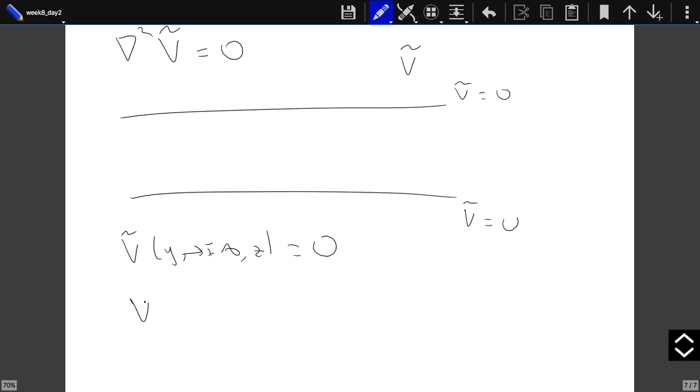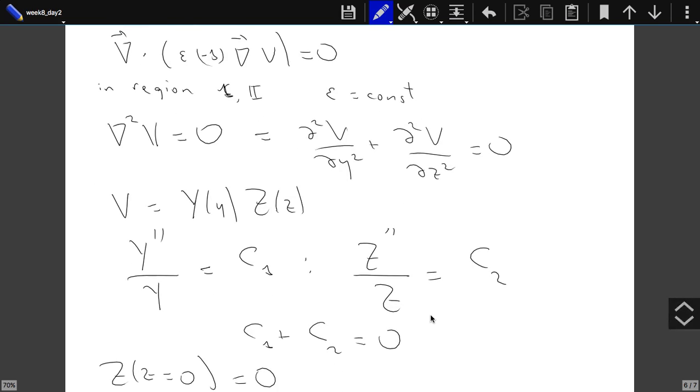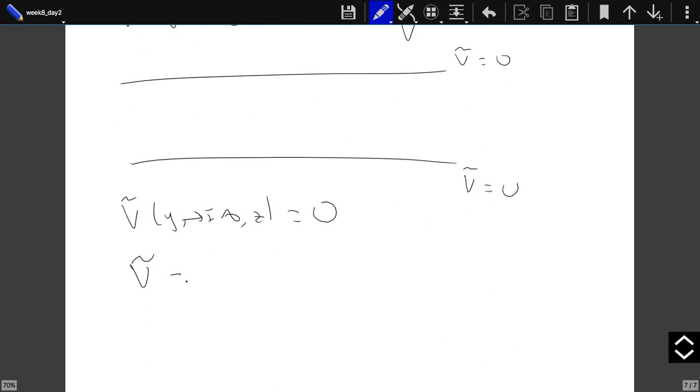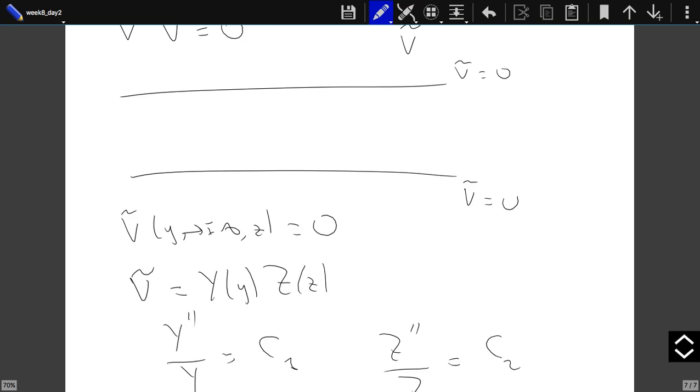So I will do separation of variables for V tilde. I'm not doing this separation of variables here. I'm not doing this one, but I'm doing the separation of variables here. And now y double prime over y is equal to C1. Z double prime over z should be equal to C2. But note that at z is equal to 0, the z function should be 0, and at z is equal to h, this z function should be 0.